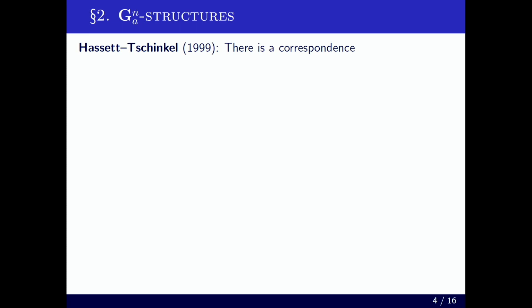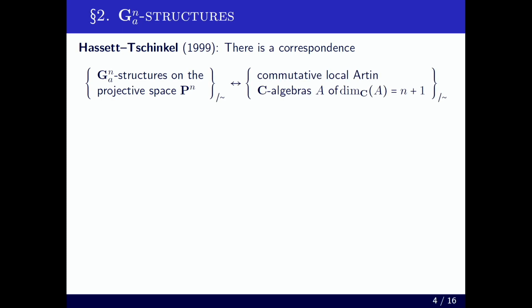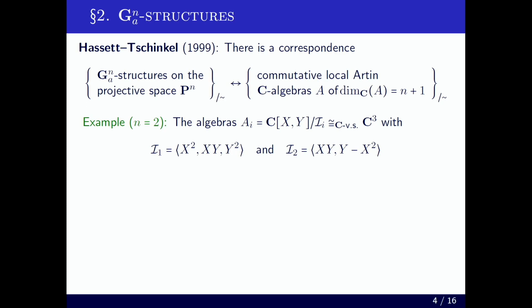This story actually started with a very nice work by Hassett and Tschinkel. It's a very nice correspondence between additive structures on projective space and some commutative algebra, so commutative algebra meets algebraic geometry. Rather than explaining the whole correspondence, let me give you a concrete example for P^2. You consider commutative local C-algebras of dimension n+1. It's a ring, and as a vector space it's of dimension n+1, let's say 3. So you can projectivize this vector space, and you get P^2.